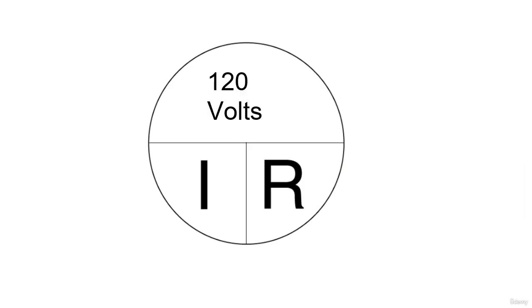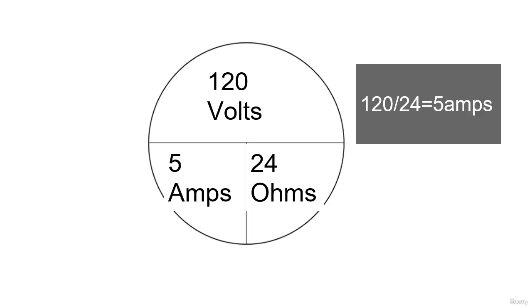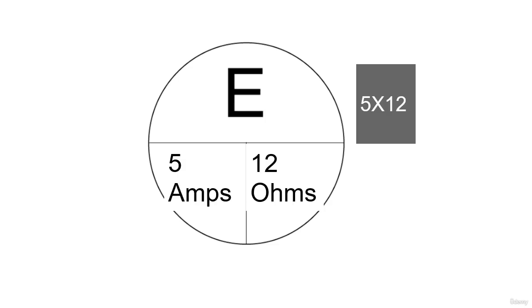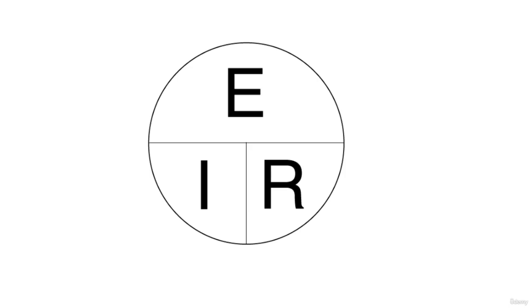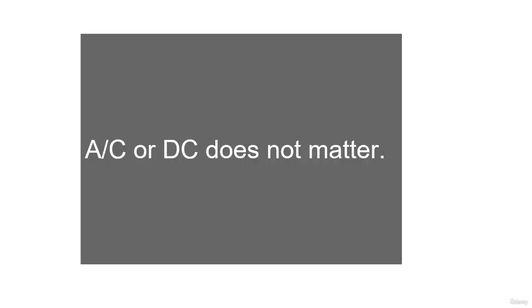If my voltage is 120 volts AC or DC and my resistance is 24 ohms, I divide 120 by 24 and I have 5 amps flowing through the circuit. If I have 5 amps and my resistance is 12 ohms, I multiply the two to get my voltage of 60 volts. When doing these simple formulas using AC or DC does not matter. The formula is consistent with either.